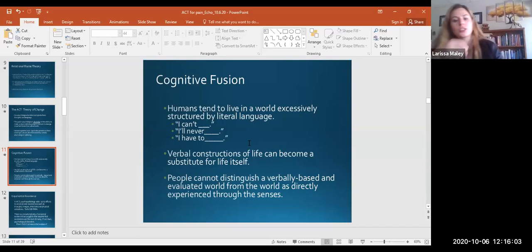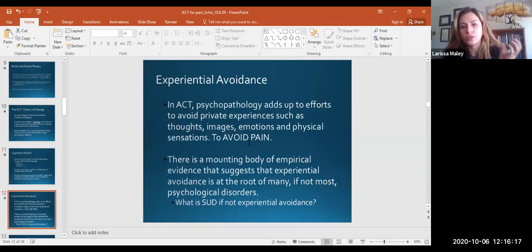So people essentially cannot distinguish this verbally based world, with all of these I can't rules or I have to rules, from the world as it is experienced through their senses. And ACT is geared to help folks get better control over that and stop what is the main culprit for psychological suffering, which is called experiential avoidance.